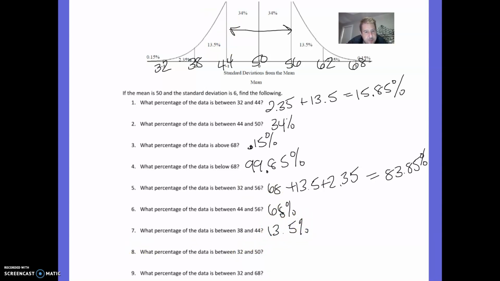What percentage is between 32 and 50? That would be, okay, so half the data is below. So the way I'm going to do this is I'm going to take half minus the one category that's not between 32 and 50, which is 0.15, and that gives me 49.85%. What percentage of data is between 32 and 68? So that would be everything within 3 standard deviations, and that would be 99.7%.